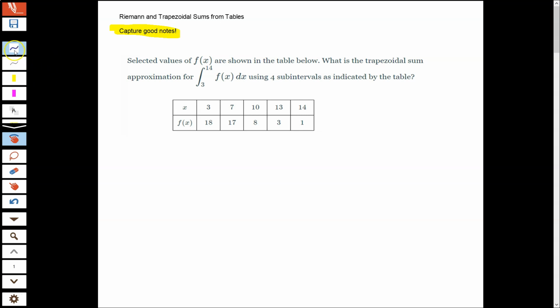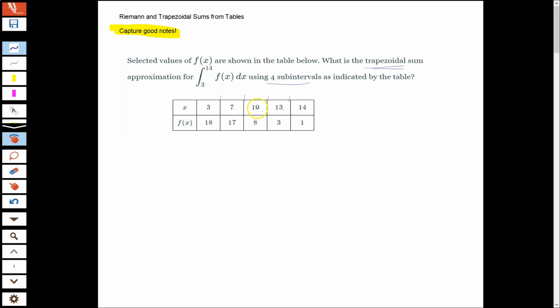Okay, we're going to start with a trapezoidal sum, and you have to read the text to see what it's asking you for. So in this case, we want a trapezoidal approximation for this integral using 4 subintervals, as indicated by the table. The 4 subintervals, so 1, 2, 3, 4, are always between each of the x values.